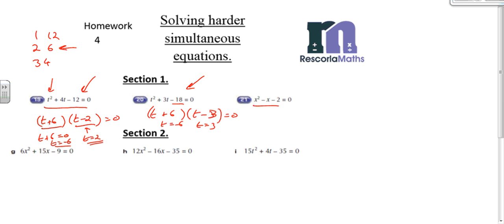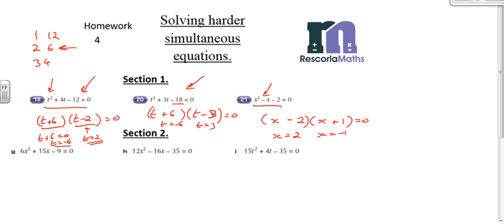Next one, we need to do the same for this one. So we've got x, and we've got x, and it's going to be 2 and 1. They've got to add and subtract to make minus 1, so you're going to have minus 2 plus 1. So your two solutions are x equals 2 and x equals minus 1.